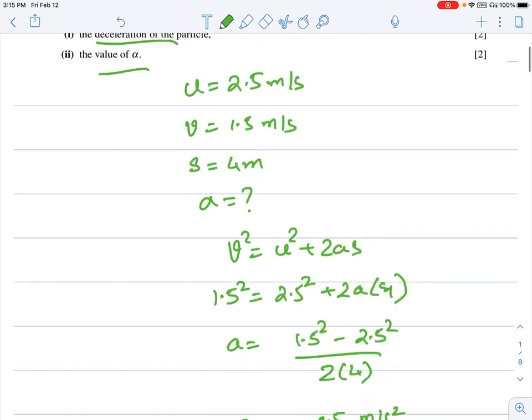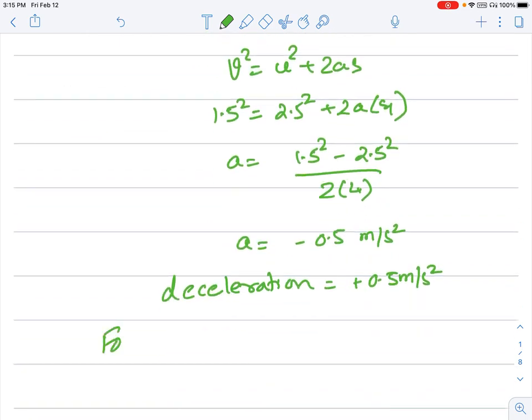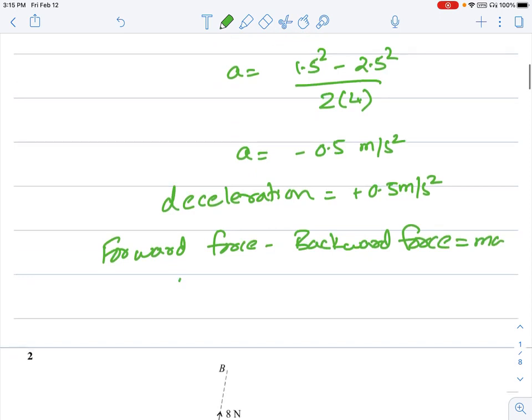Next, find the value of alpha. For this, only one simple formula we have to use: forward force minus backward force is equal to ma. Forward force, because nothing is being pulled, is 0, minus the backward force, which will be mg sine alpha along an inclined plane, is equal to ma.